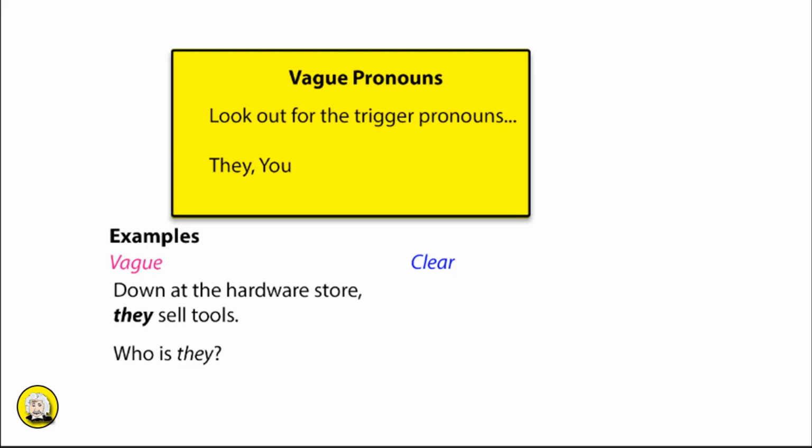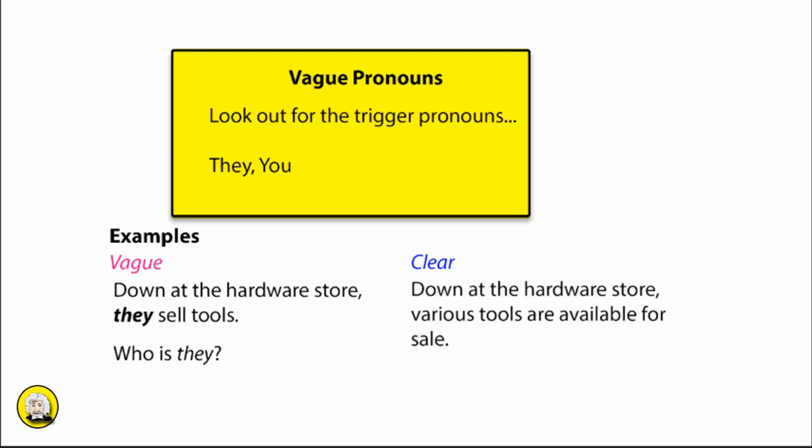That sounds quite normal: "Down at the hardware store, they sell tools." Well, many students might not even think twice about that sentence. But who is the "they" the author is referring to in this sentence? The owners of the store? The salesman at the store? Who exactly is "they"? There's a better way to phrase this sentence with much greater clarity.